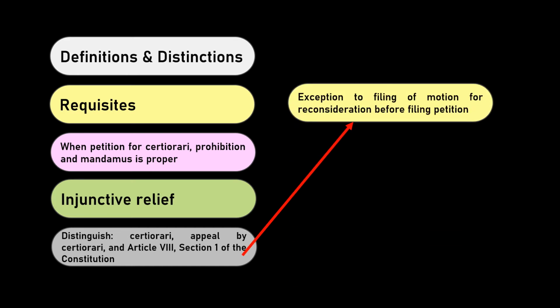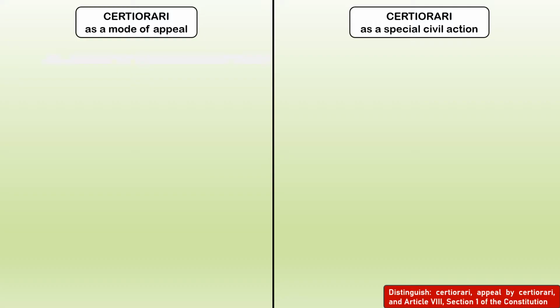What are the exceptions to the filing of motion for reconsideration before filing your Rule 65? So we're going to distinguish now Rule 65 from Rule 45. Your Rule 45, that is your appeal by certiorari, or what you call now a petition for review on certiorari. And your Rule 65, that is your petition for certiorari. Again, your Rule 45, that is a mode of appeal. Your certiorari under Rule 65, that is a special civil action.